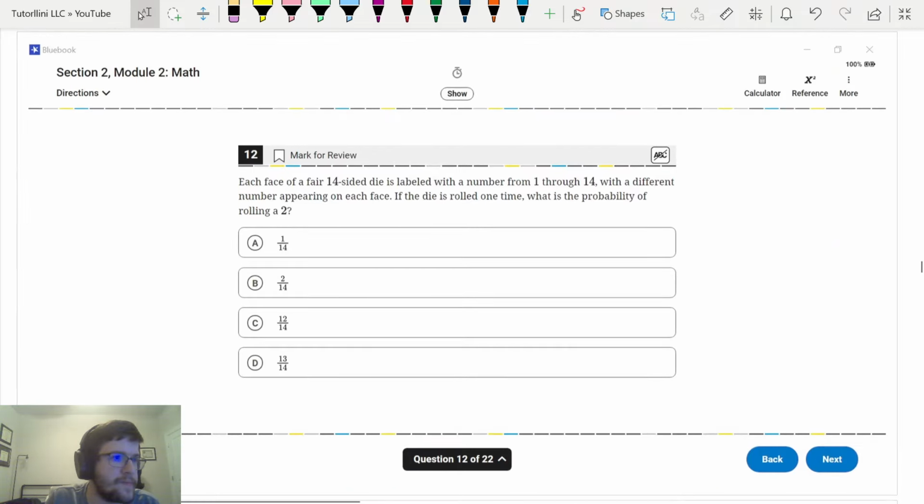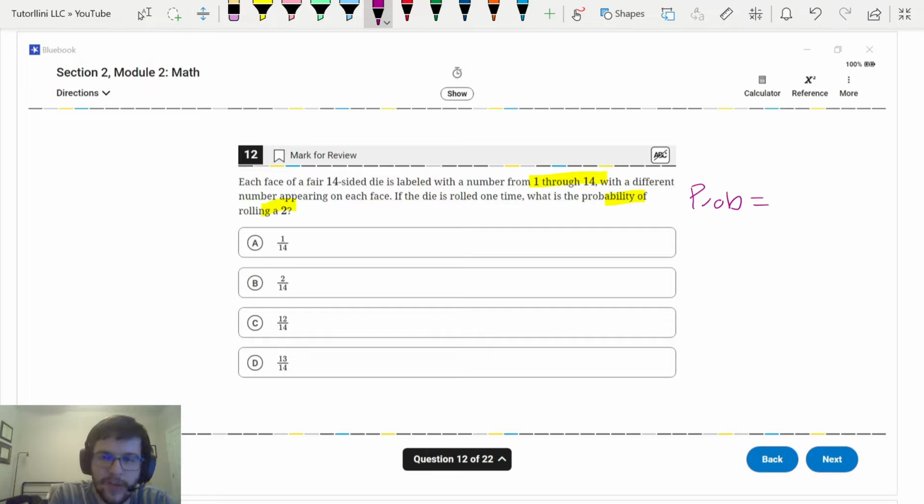Great, let's keep going. Okay, I guess I thought this was like a trick question or something. It's got 1 through 14, and it wants to know what's the probability of rolling a 2. Probability is always desired outcomes over total. There's only one 2, so there's only one desired outcome, and there's a total of 14 possibilities. So we do 1 over 14, and that's it. I'm guessing they just hope people see there's a 2 and put 2 over 14. I'm guessing that's the trap answer they want you to go for. So yeah, that's the answer.